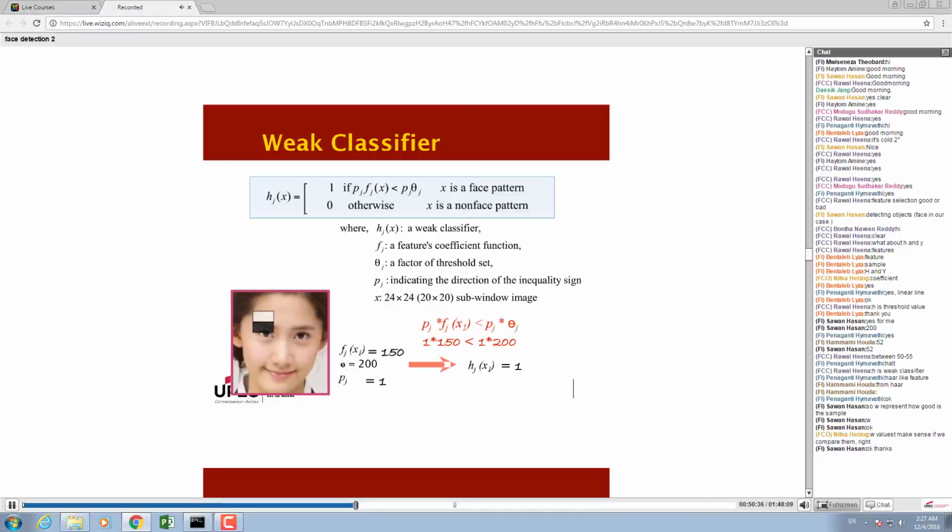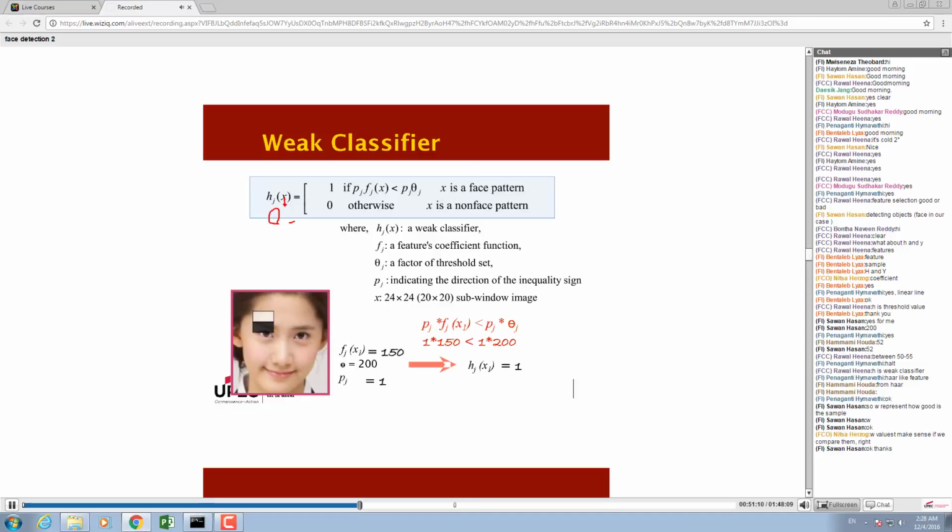Okay, so H here means the weak classifier of feature J. So H has index J. The J is a number, but this index number is representing every feature. So one feature is corresponding to one H, that is Hj. By the way, Hj is a kind of function taking variable x.